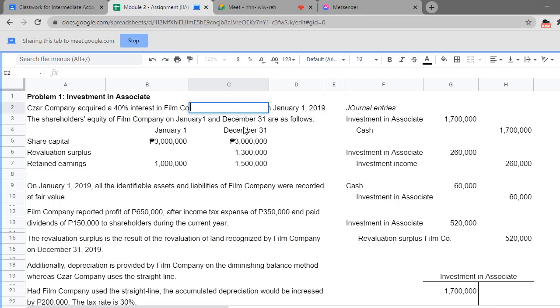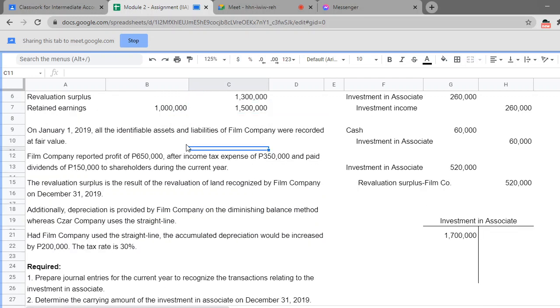Ito, 1.7. What else? We have profit. Asa gani mo appear ang profit, di ba, sa debit? So, that is 650,000 times 0.4. We also have a share on the dividends. And asa gani mo appear si dividends? Credit. That's 150 times 0.4.